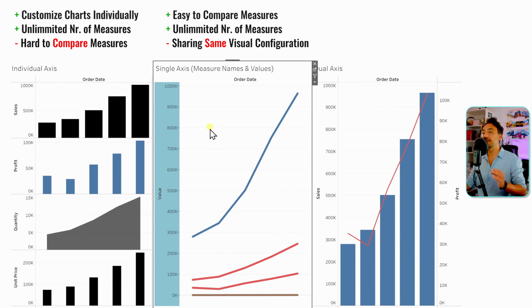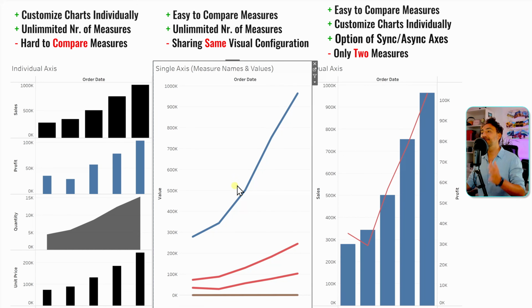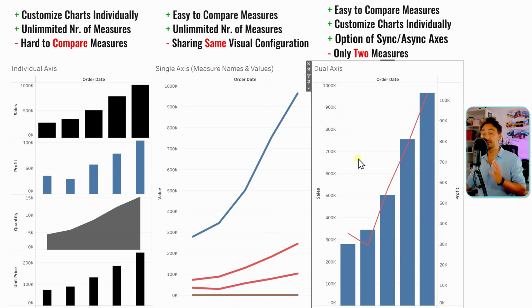But the disadvantage in this method is that we cannot customize each of those measures independently. So that means all those measures are gonna share the same configurations of the visualization. So we cannot use here a line, then a bar, then change something else. We always have to use the same visualization for all measures. And that's why we have the third method in Tableau: to use the dual axis.